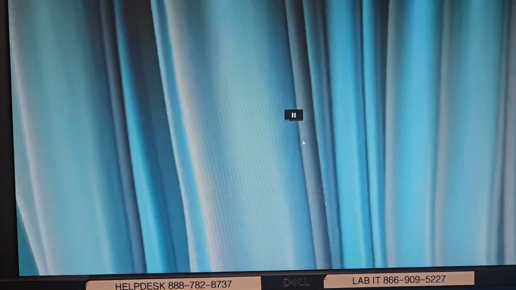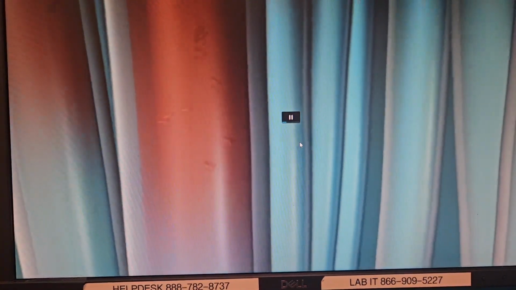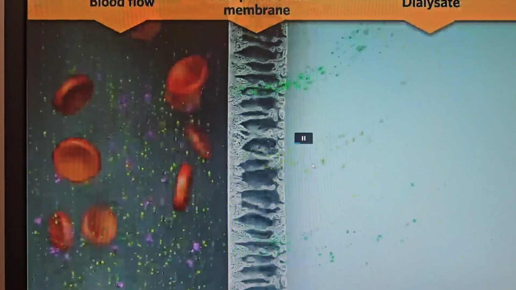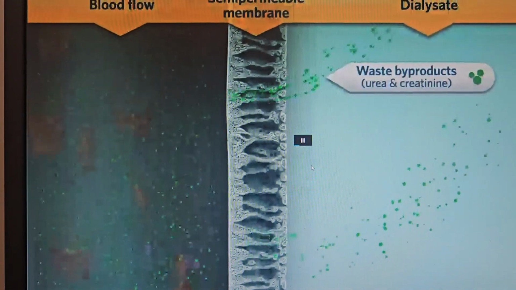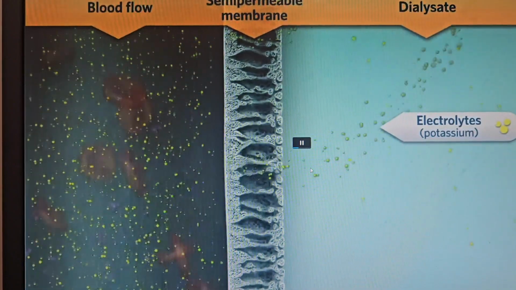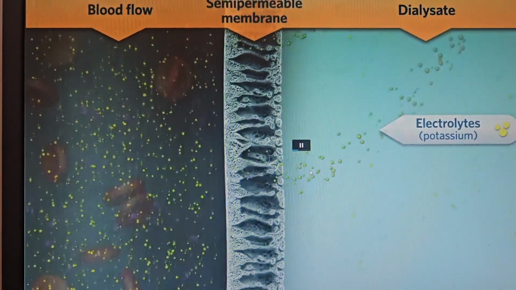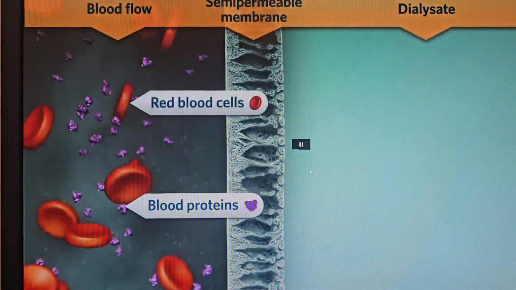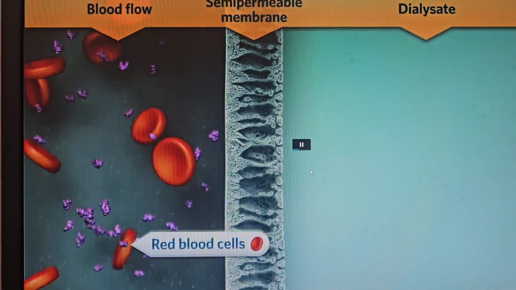In the dialyzer, the blood flows down 10,000 tiny hollow fibers which are bathed in dialysate. The walls of the fibers are semi-permeable and allow small particles, such as the waste products urea and creatinine, and electrolytes like potassium, to pass from the blood to the surrounding dialysate. Larger molecules, such as proteins and red blood cells, are too big to pass through the fiber's walls.